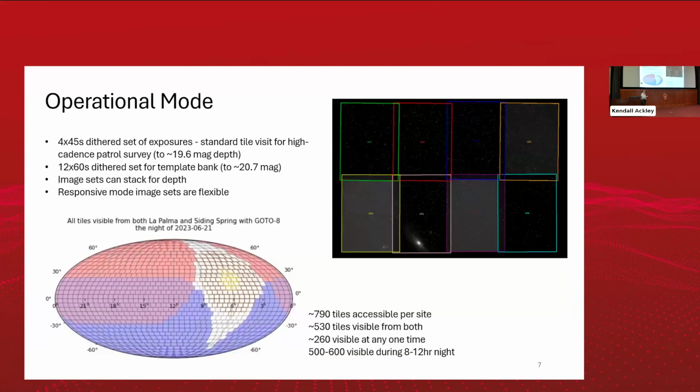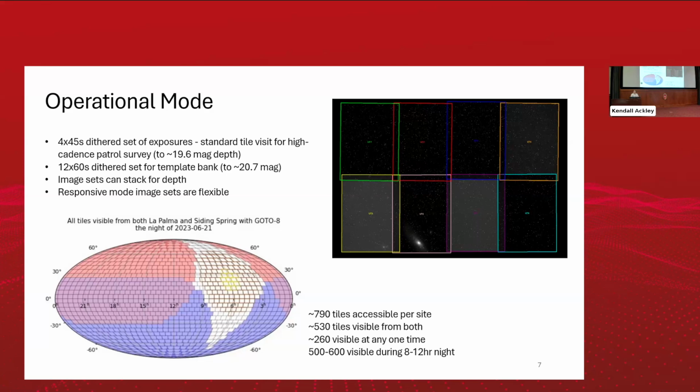In operational mode, I just want to highlight here, this is the full sky, and in blue is what is coverable and observable by the southern node, and in red is the northern node, and in purple is the equatorial plane, which is roughly where both sites can co-observe with a small latency. We have about 800 tiles accessible per site, and we can observe roughly 500 to 600 tiles every 8 to 12 hours. This means that no matter where the gravitational wave alert sky map comes and how it presents itself across the sky, we can target it nearly continuously from both observing facilities.